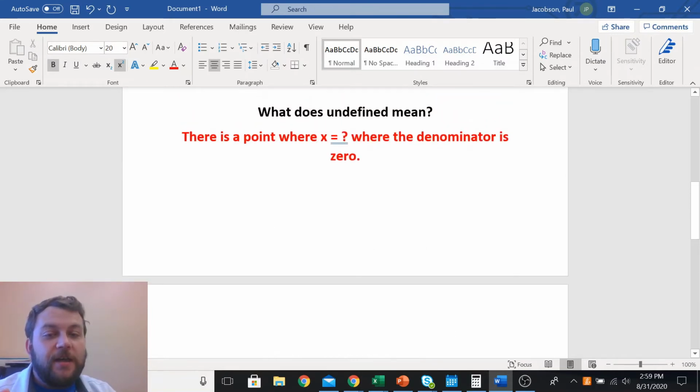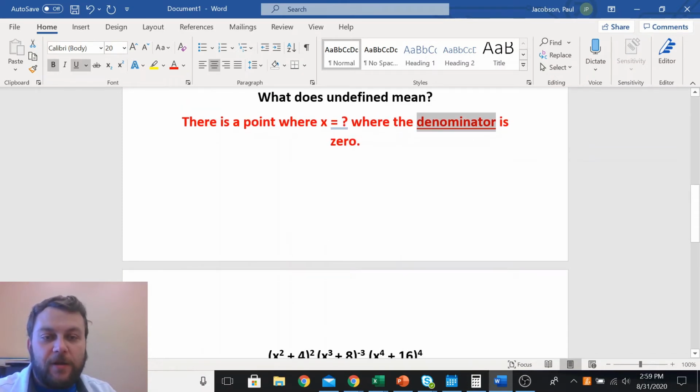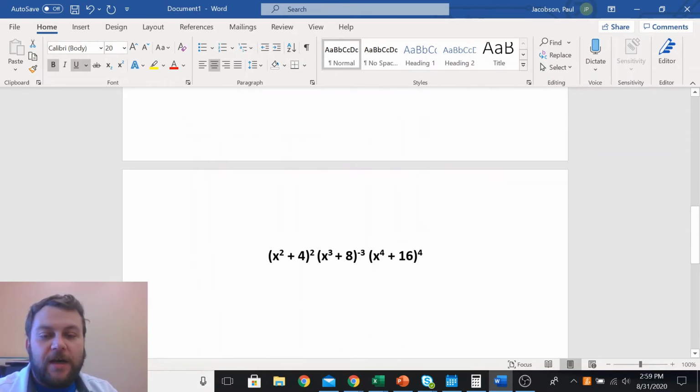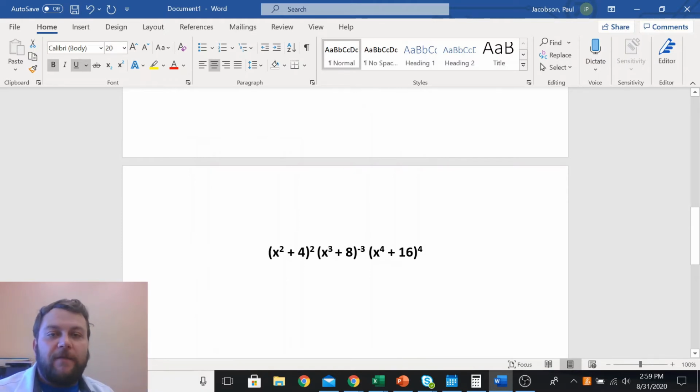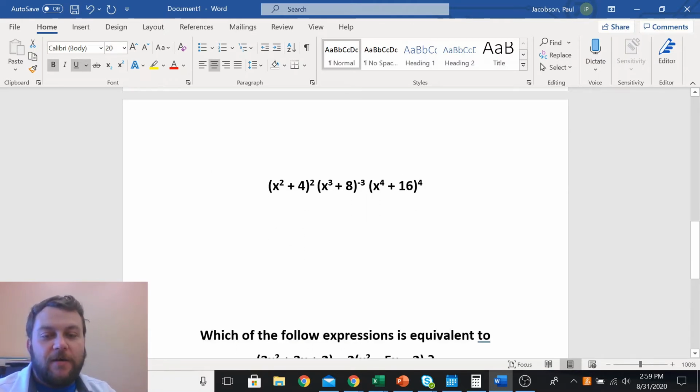Now, I want you to take note here. Denominator, okay? We were reviewing that in the vocabulary. That's a good math vocabulary word to have down. Denominator means the bottom part of that fraction, right? So what is this negative 3 going to do to this group right here? Okay, I'll finish reading. So all of that times x to the 4th plus 16 to the 4th power.